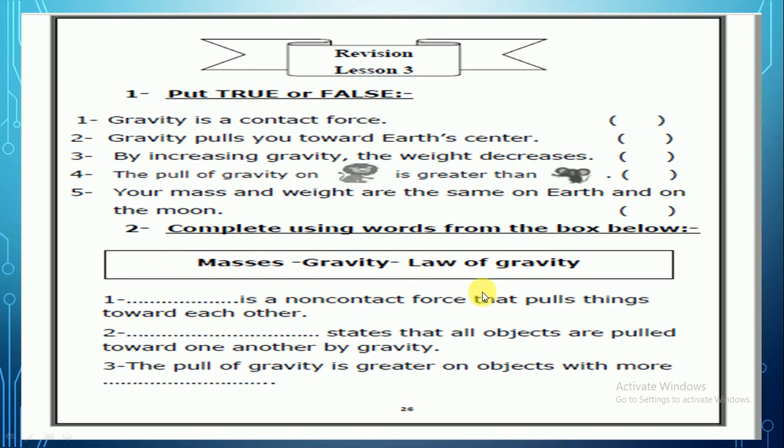We have 3 words in the box. Masses, gravity, law of gravity. Number 1, what is a non-contact force that pulls things toward each other? Non-contact force, gravity. Good job. Okay, number 2 states that all objects are pulled toward one another by gravity. What do you think? Law of gravity. Good job. Number 3, the pull of gravity is greater on objects with more masses.